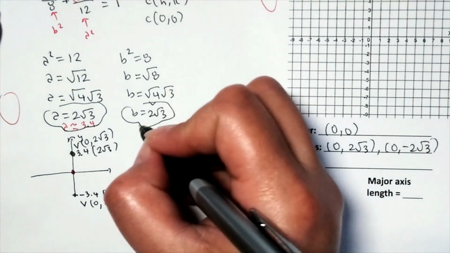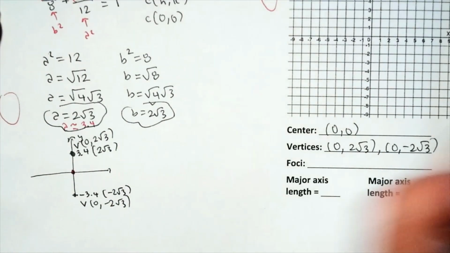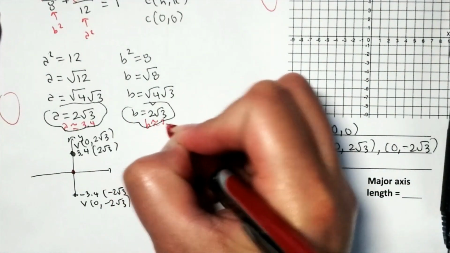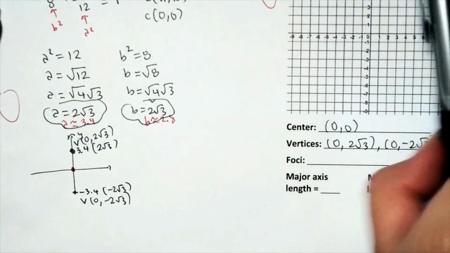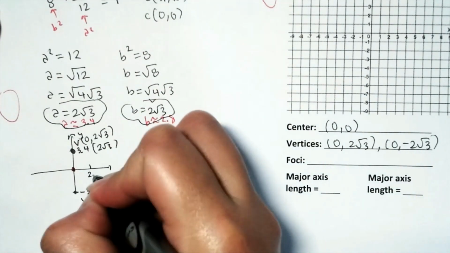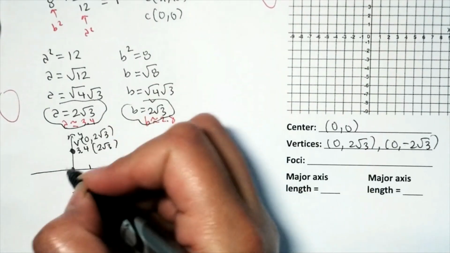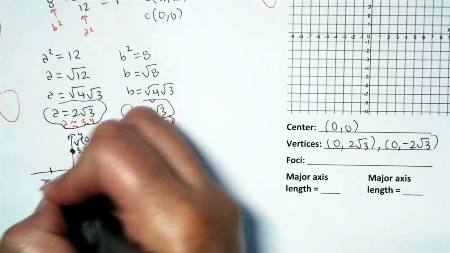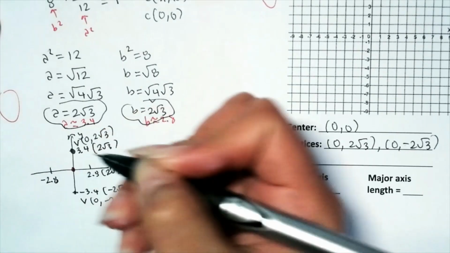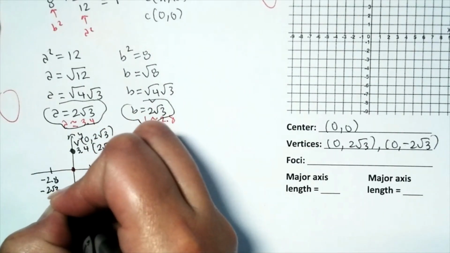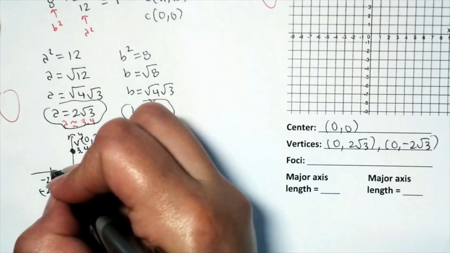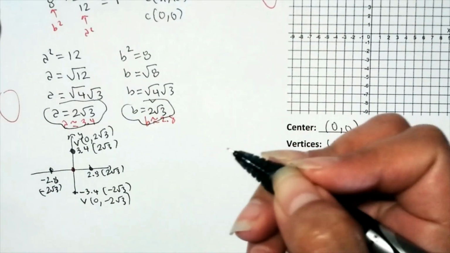Okay, in terms of decimal approximation, if I punched it in correctly, that's about 2.8. So we're going to go about 2.8 units to the right, which was 2 square root of 3, and then 2.8 units to the left, which was negative 2 square root of 3. Let's write down the coordinates of those endpoints.